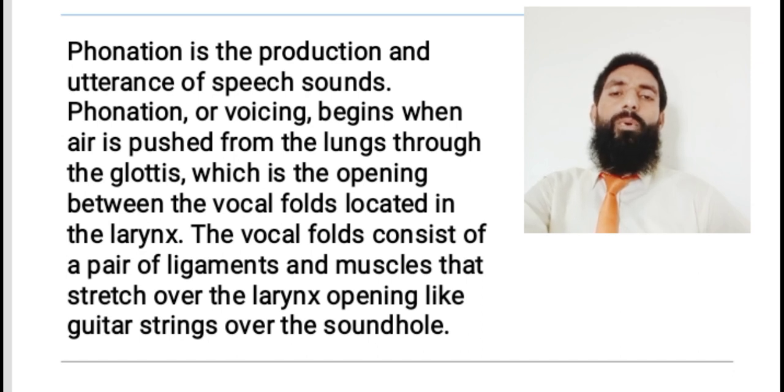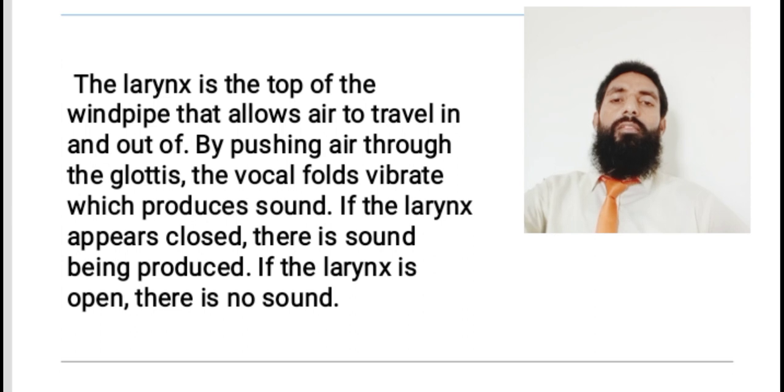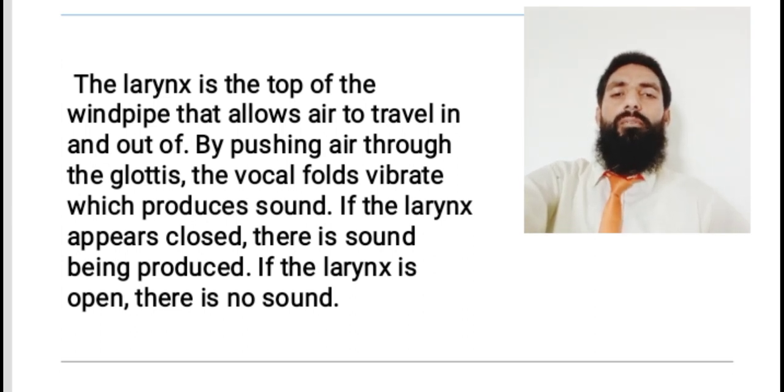The glottis is basically the opening between the vocal folds located in the larynx. The vocal folds consist of a pair of ligaments and muscles that stretch over the larynx opening like guitar strings. The larynx is the top of the windpipe that allows air to travel in and out. By pushing air through the glottis, the vocal folds vibrate, which produces sound.